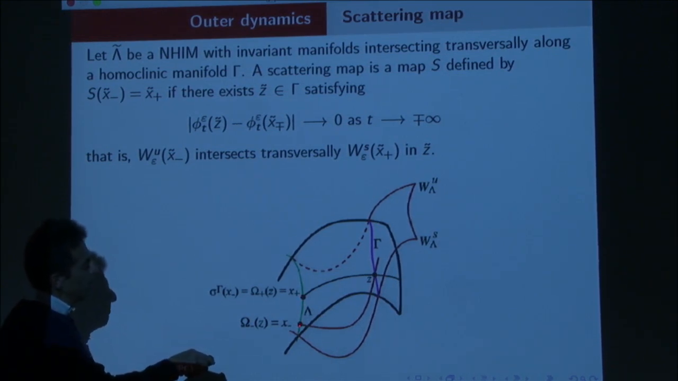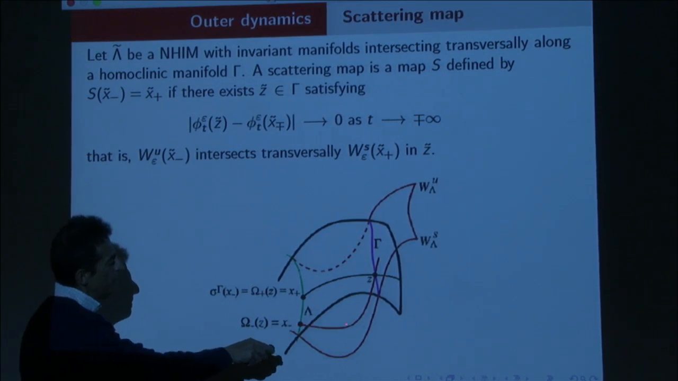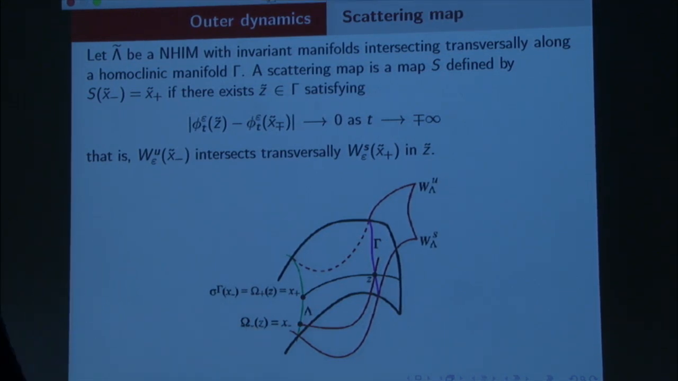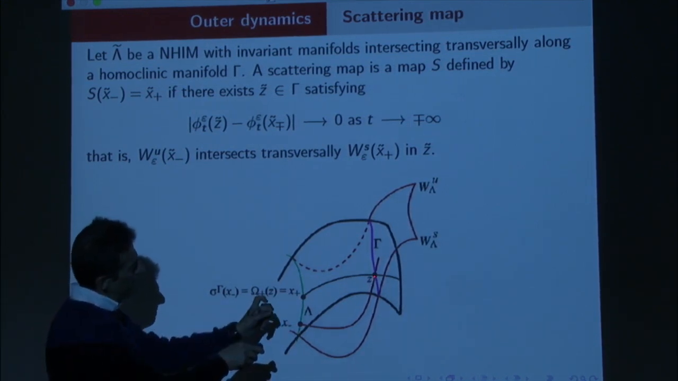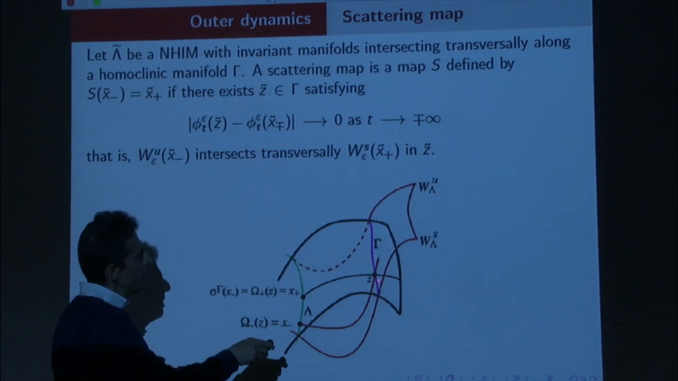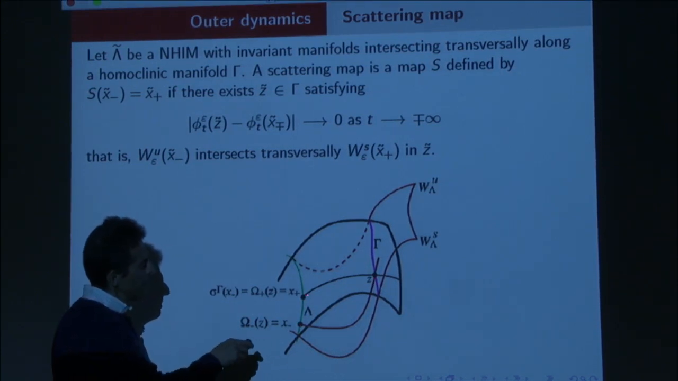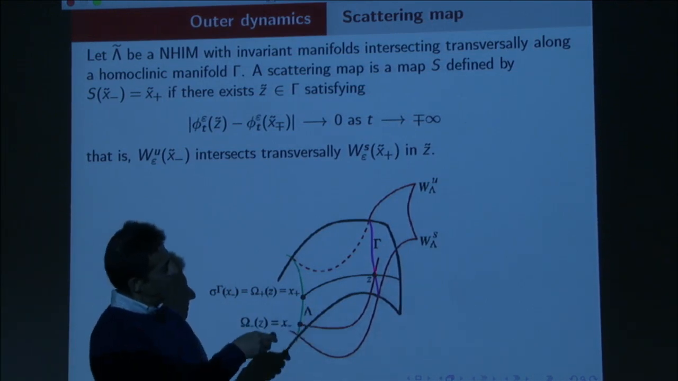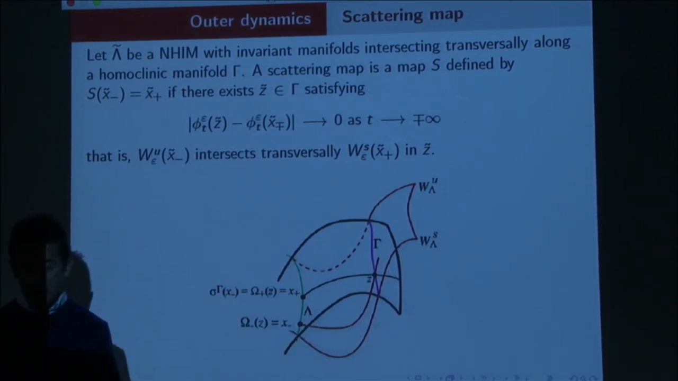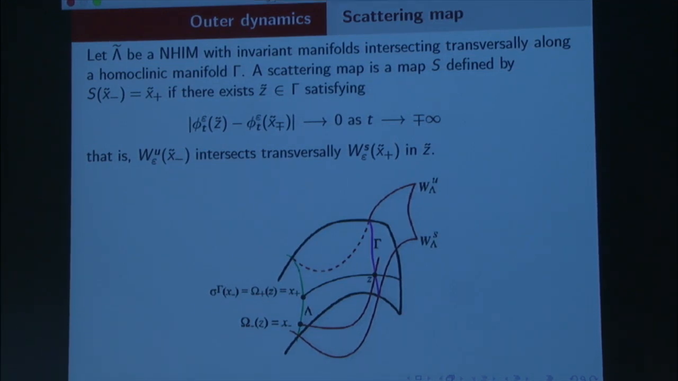And so the scattering map is simply the map that goes from x minus to x plus. This is a very nice picture, but this is a local definition always, as we will see. So every time that we have a transversal intersection, we have a scattering map that is defined locally. The nice thing is to see up to what point it can be global or not, what are the domains, and what happens if we consider different kinds of intersections. But okay, this is what is called the scattering map.